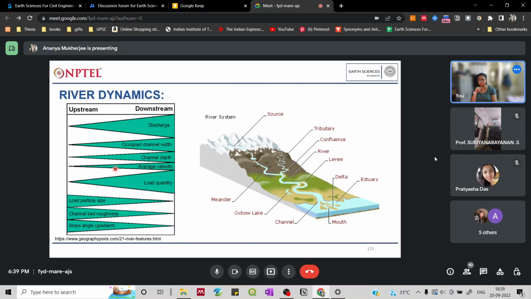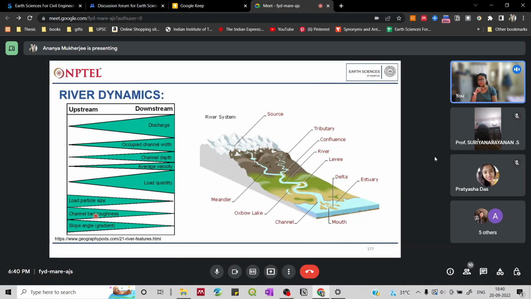Then the average velocity increases downstream when it is flowing along sloping areas, but over here the velocity decreases. And the quantity of load, the sediment load, can have pebbles, cobbles, and then mostly smaller sediments like sand and silt. The quantity of sand and silt is very high in this area. And the load particle size, as I said, sand and silt would be more in this area of the river system, and since they are finer, you can see that the load particle size also decreases downstream.